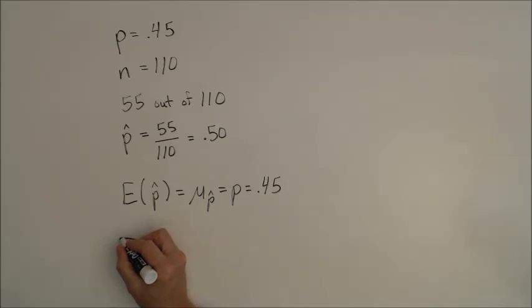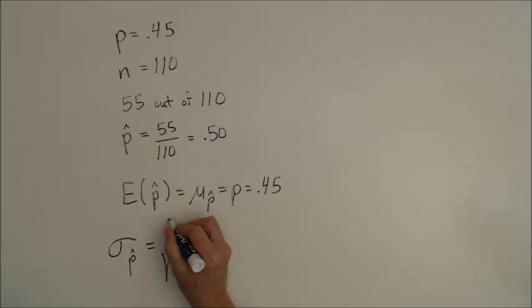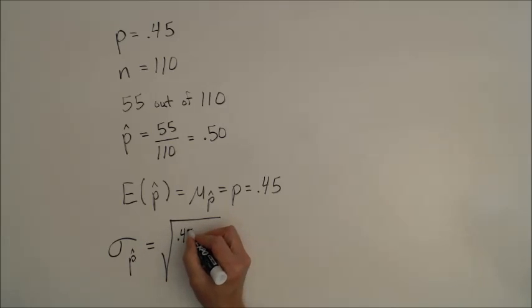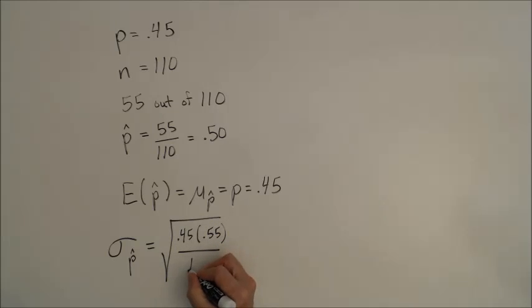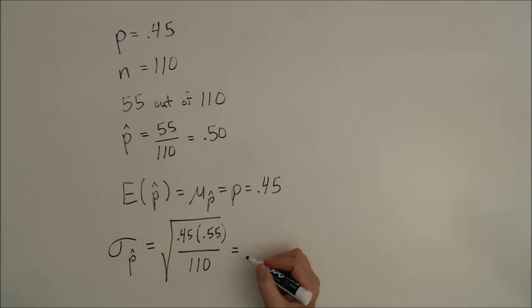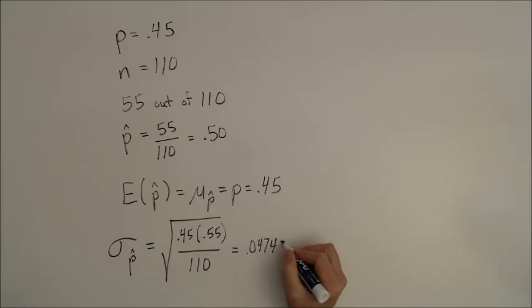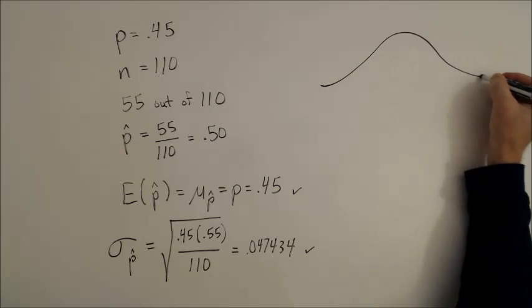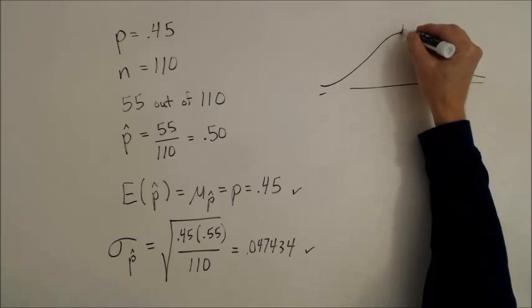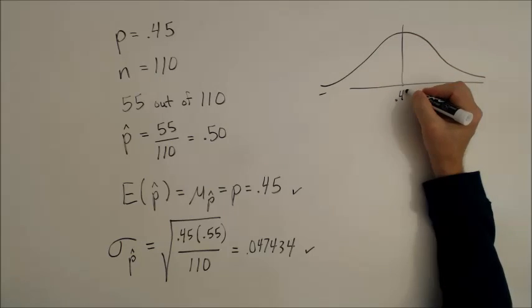Also, for samples of this size, the standard deviation of the sample proportions may be computed using our formula, the square root of P times 1 minus P divided by N. Here, 1 minus 45% is 55%. Making this calculation, we find the standard deviation is about 0.047434. Here, the distribution of the sample proportions is centered at the mean value of 0.45.